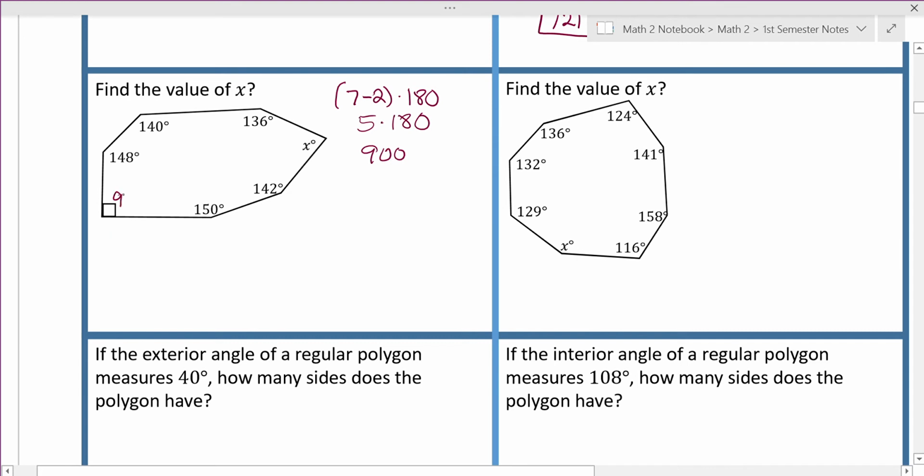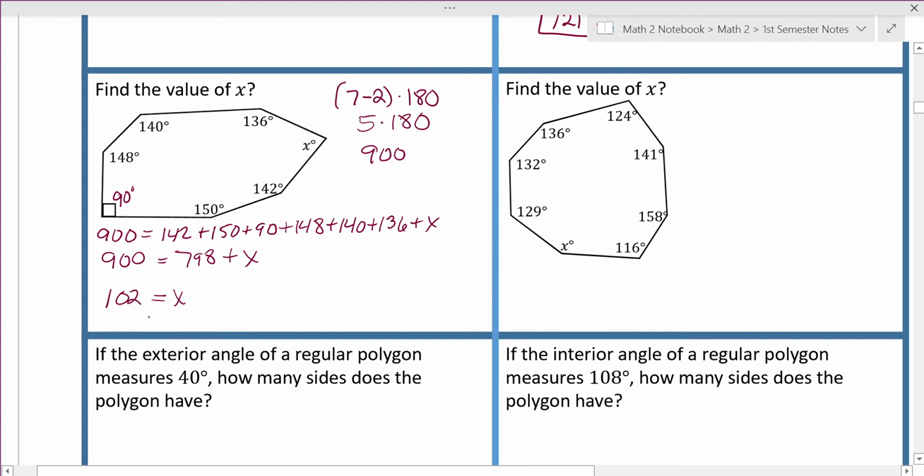We know that this box is 90. So we're going to go 500 equals 142 plus 150 plus 90 plus 148, 140, 136, and x. And when we combine like terms, we get 798. Oh, sorry, this is supposed to be 900, not 500. 798 plus x equals 900. And then when we subtract 798 from both sides, we get x equals 102.